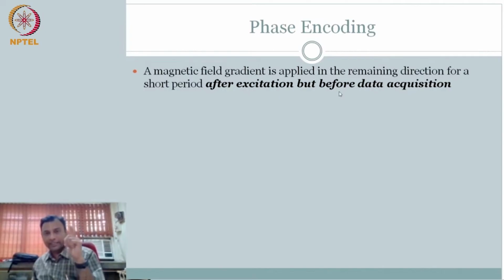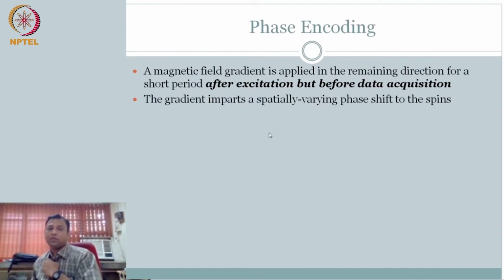But after excitation, during data acquisition, you did frequency encoding. So this one comes just before that. So this comes in between. You have the RF excitation, Z encoding, and before you start the X gradient, you have to apply your phase encoding. Okay. What happens if you do that? Same concept. If you apply a gradient in your magnetic field, then the gradient is going to give a spatially varying phase shift to the spins.